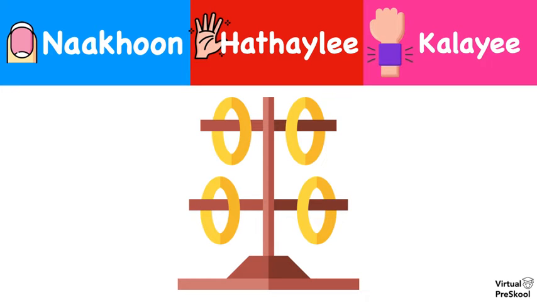This is a stand for organizing your bangles. And where do you wear your bangles? Do you wear your bangles on your nakhun? On your nakhun, that's your nails. You don't wear bangles on your nails. Do you wear bangles on your hatheli? Well, your hatheli is your palm, so probably not. And do you wear your bangles on your galai? What is galai? Galai is wrist, so yes, that's where you wear your bangles, on your galai.